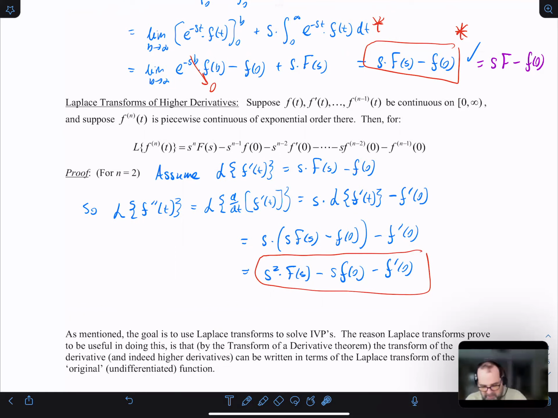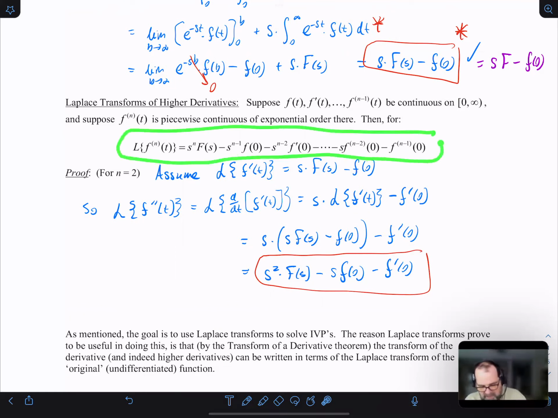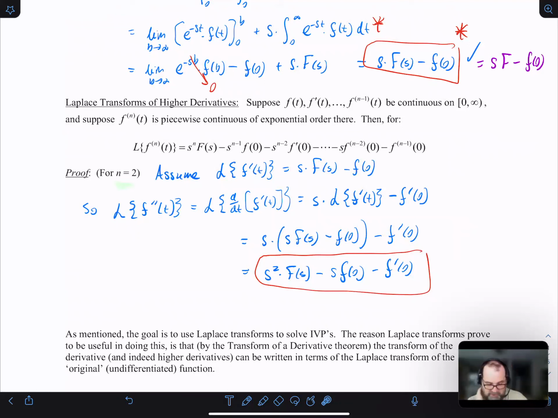So there is a general theorem stated here. I don't think we will need anything other than second order, so I can prove this in terms of second order. In order to prove the second order case for this formula, we can go ahead and assume the first order derivative as we just proved it. So then you do the Laplace transform of f double prime, and keep in mind that we're really looking at this as being the first derivative of f prime, and then we can apply this rule.